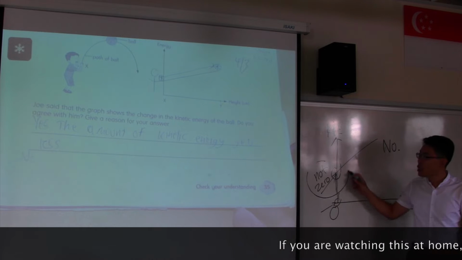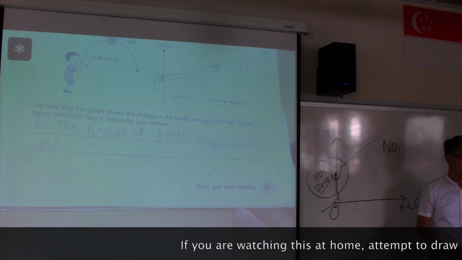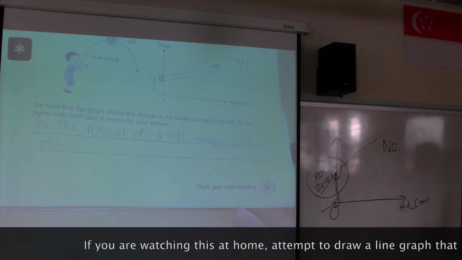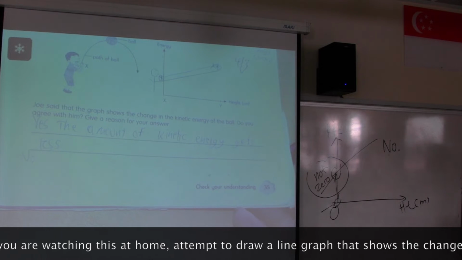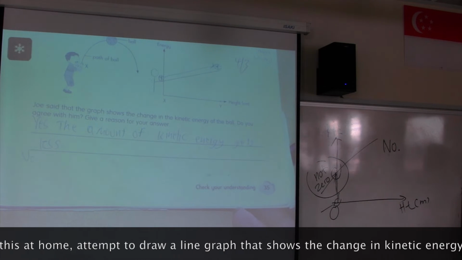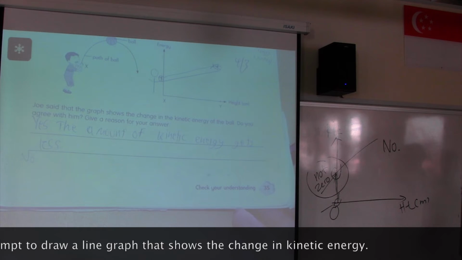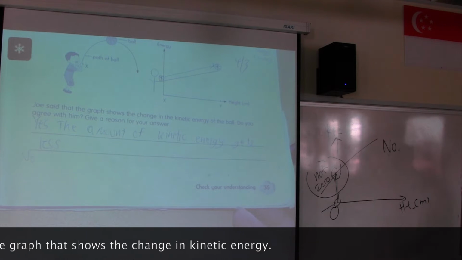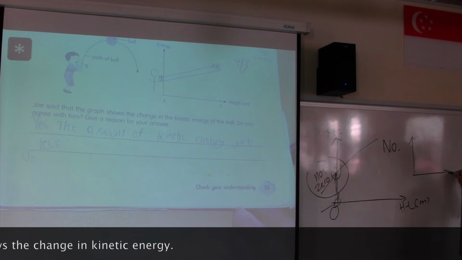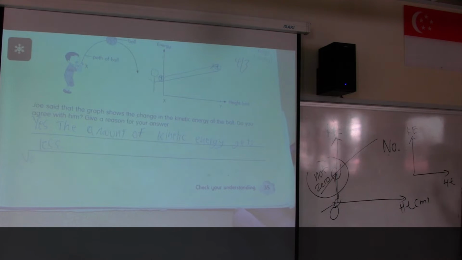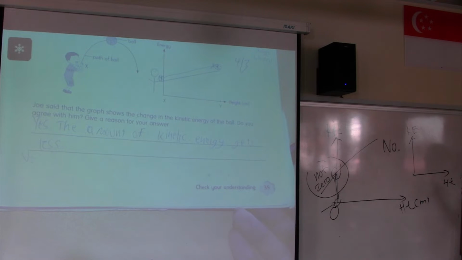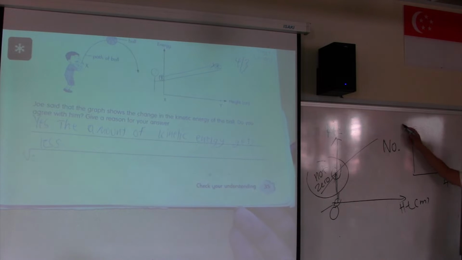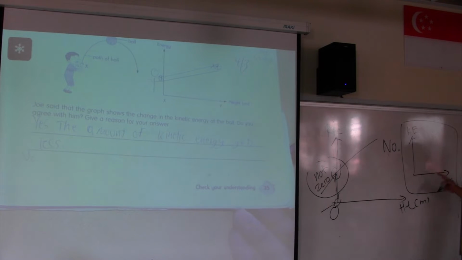I'm giving you some clue already. Why is this not a kinetic energy graph? Because you will expect the kinetic energy graph to look different. If you find it hard to write in words, then you draw a graph like this, KE and height, and you show me how the kinetic energy graph should look. Then that tells me you know. If you don't write in words, show me a graph, but you must draw the line in to tell me how it should look.